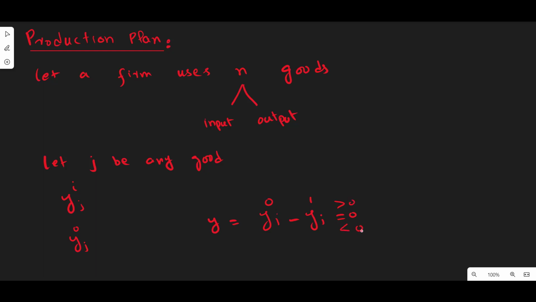When this is greater than zero, it means that your output is greater than your input and you would prefer to produce more. And when your output is exactly equal to your input, the net difference will be zero, and you should stop production. However, if the net output is less than zero, it means that the inputs you are hiring are greater than your output. So you should reduce production.